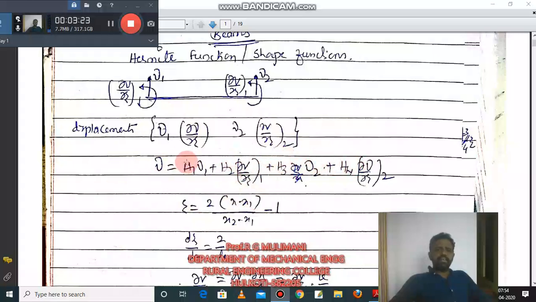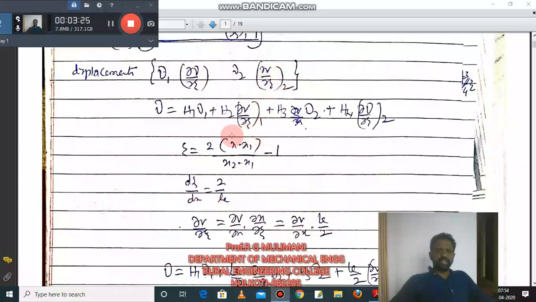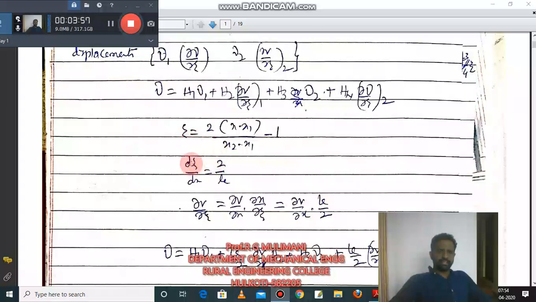We are deriving the Hermite shape functions in this session. We already know the relation between the natural coordinate and the global or Cartesian coordinate. Zeta is in terms of natural coordinates, and x is in terms of global or Cartesian coordinates. Zeta is already derived in class: zeta equals 2 times (x minus x1) divided by (x2 minus x1), minus 1, where x1 and x2 are the nodal points. Differentiating this equation, we have d zeta by dx equal to 2 divided by (x2 minus x1), which is nothing but 2 by LE.